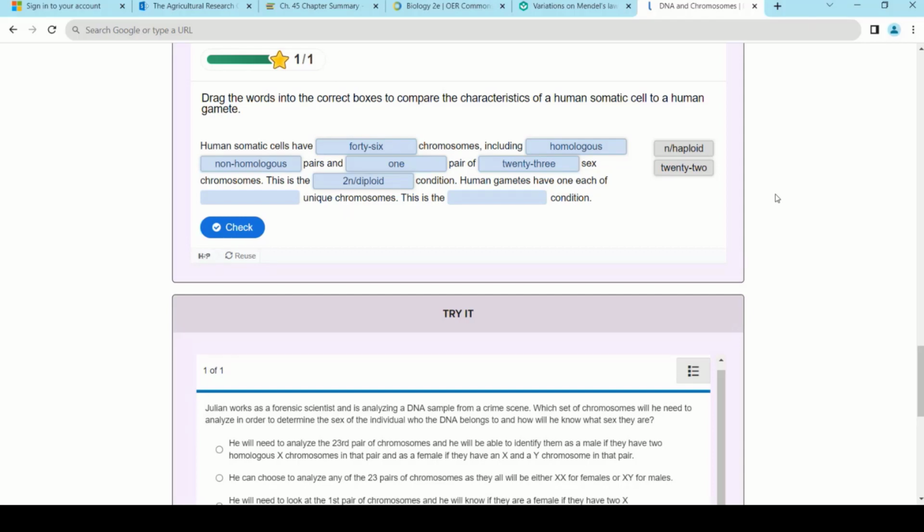Remember, this may come in 2 columns and you might have to match. Seven is 22. Haploid goes away.